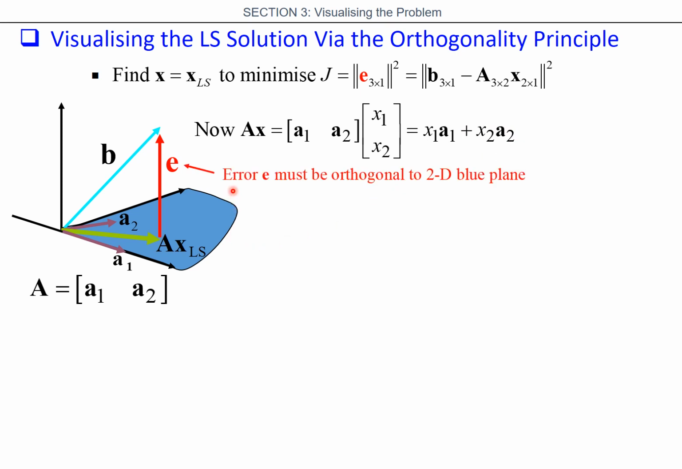Now we can clearly see that in order to minimize the length of e, we must choose the green vector such that e lies perpendicular to this plane.